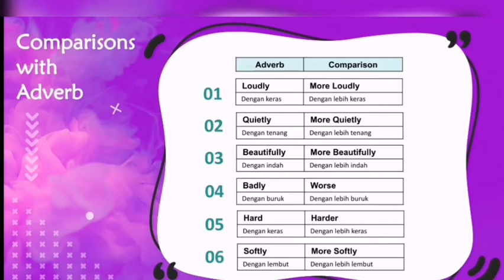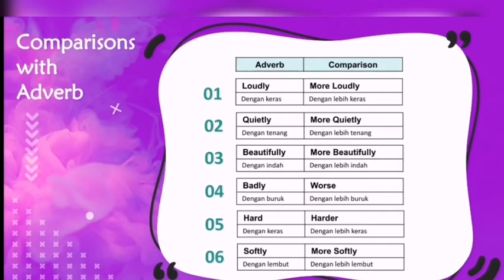Well will become better, so it does not become more well, no, but it will become better. And next, number 5 here is the word hard, and it does not become more hard, no, but it will become harder. Okay, and the last one here is softly. It will become more softly. I think it's quite easy for you guys. So that is our discussion about the comparison with adverbs. Okay, I hope that you already understand the topic today, and you are going to be ready to finish the assignment I will give you.